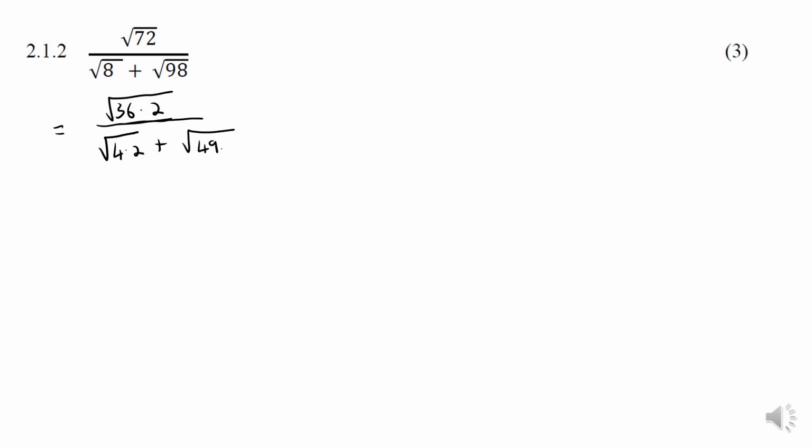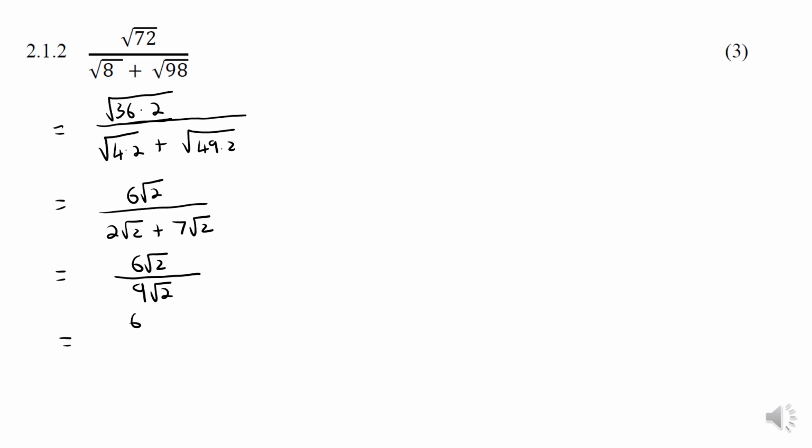49 times 2. And then from here I can simplify, so I'm left with 6 square root 2 over 2 square root 2 plus 7 square root 2. I can add the like terms together for my denominator. 2 square root 2 plus 7 square root 2 will give me 9 square root 2. From here I can cancel out the square root 2, so I'm left with 6 over 9. Simplify that, 2 over 3.